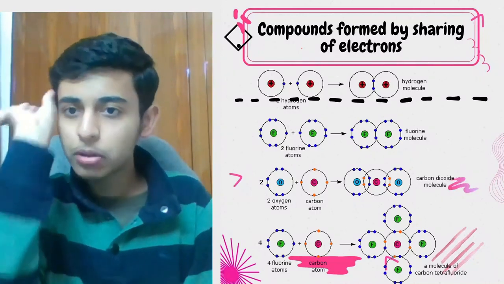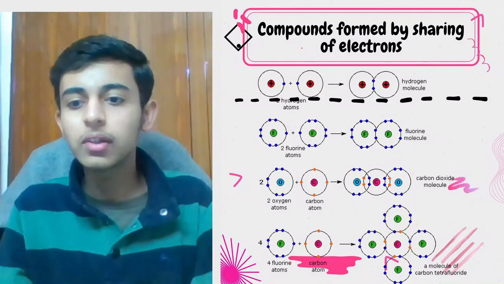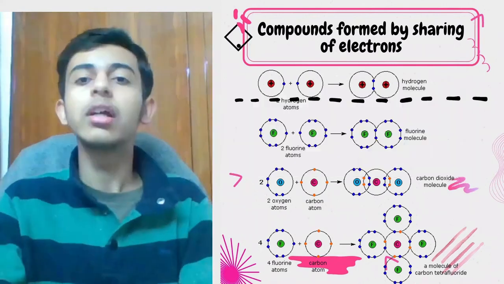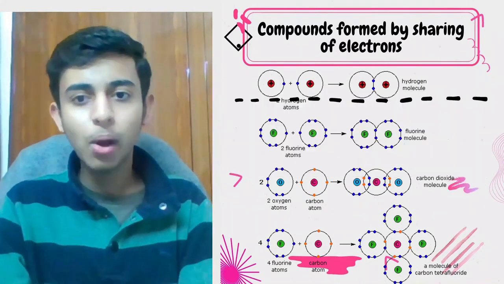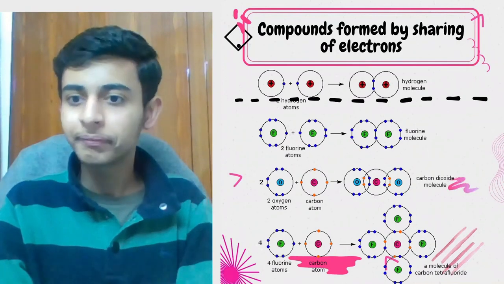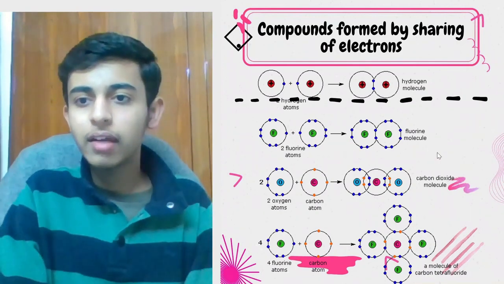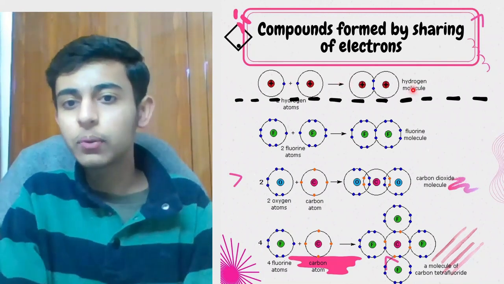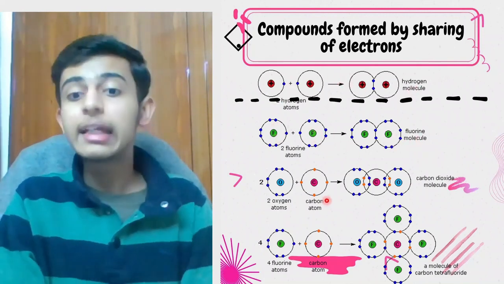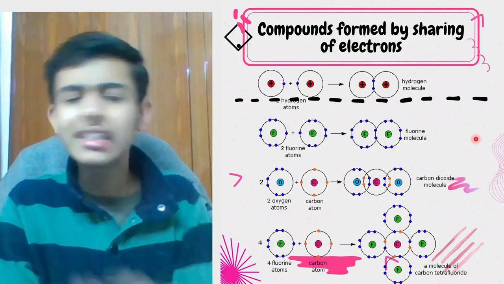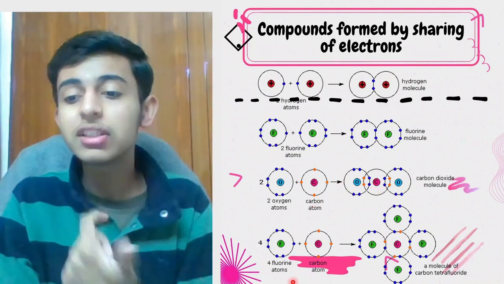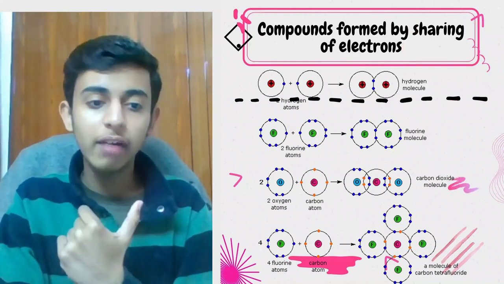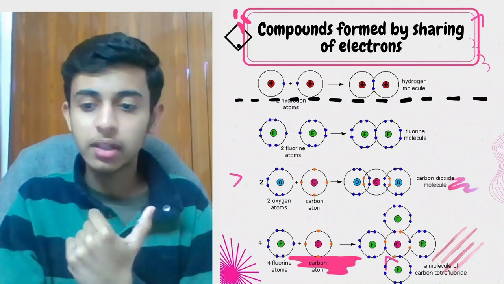Now, compounds formed by sharing of electrons, you can just have a look at it. You can have a look at some compounds once more. Like here we have hydrogen, then we have fluorine, then we have carbon dioxide in the same way. Now you have to make them, otherwise you wouldn't understand. Now carbon tetrafluoride and all that. Now I have explained to you. Now you can do that.